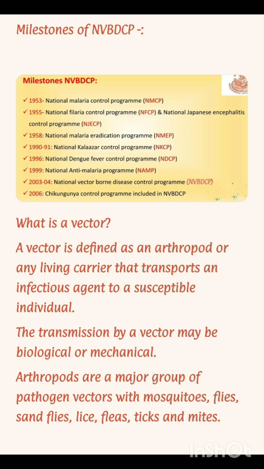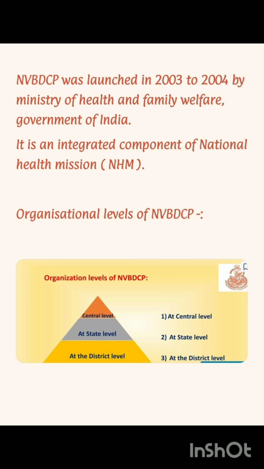What is a vector? A vector is defined as an arthropod or any living carrier that transports an infectious agent to a susceptible individual, and the transmission may be biological or mechanical. Mainly arthropods are the ones which transmit pathogens: flies, sandflies, lice, fleas, ticks, and mites, etc. Mainly mosquitoes.